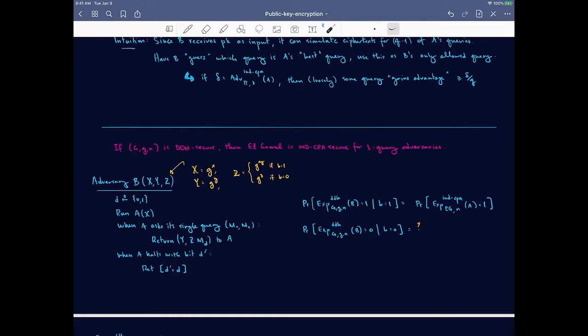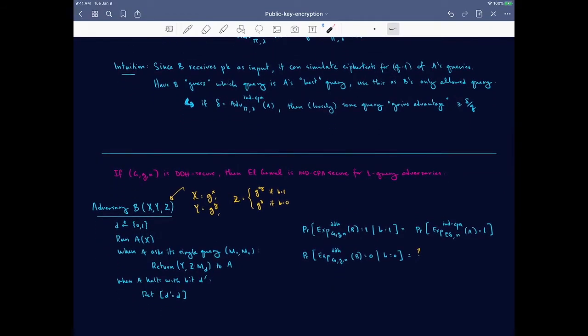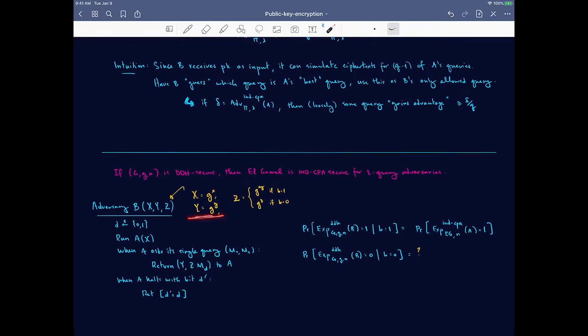So far so good. Now, when A asks its single query M0, M1, what we need to now do is return a ciphertext, the Elgamal ciphertext, of message M sub D, where D is the challenge bit that we picked. And to do so is quite straightforward. Here's M sub D, so we got that part taken care of. What are we supposed to return? Let's roll back up to Elgamal. We're supposed to, in Elgamal, pick a random R and then have g to the R. And g to the R is going to be the first part of the ciphertext. Well, if you look at what we have from our DDH experiment, we have this thing, right?